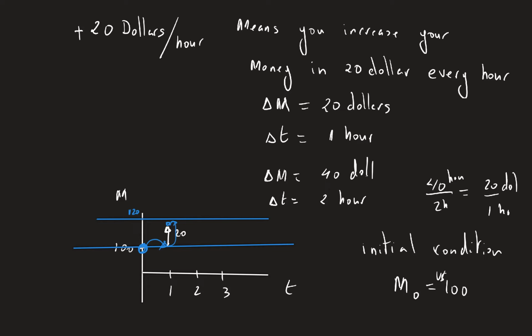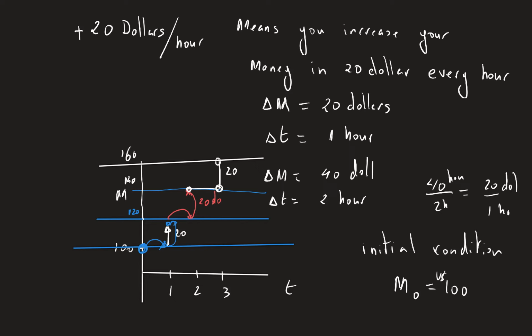When you do another step of 1 hour, you increase again by $20 because you are earning $20 every hour. So you are now at the level of $140. Now that you are here, another hour will happen, and you are earning another $20. So now you are at the level of $160.